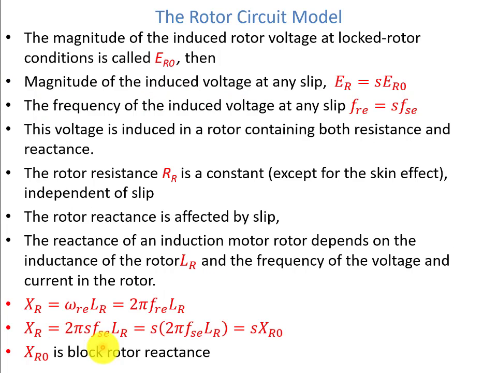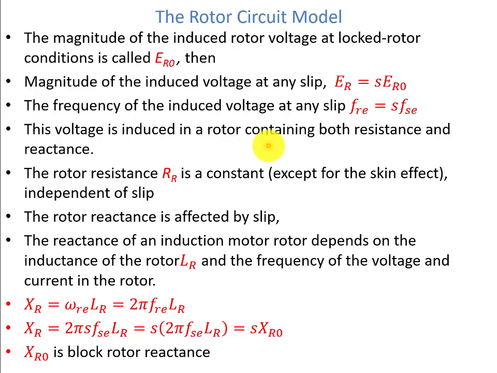So we will make some assumptions. We call the maximum voltage that is induced in the rotor at the locked rotor condition ER0. So this subscript zero means that it is locked rotor, no speed. And at any other speed, the induced voltage in the rotor ER is S times ER0. Similarly, we know that FR is equal to S FE.